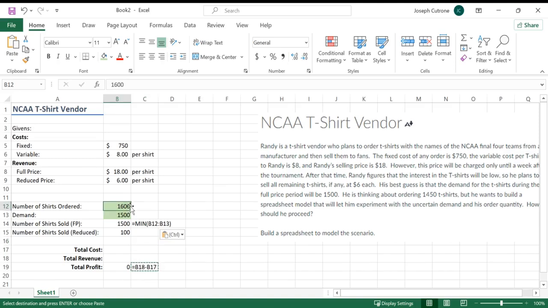So if I order 1,600 and I only sell 1,500, then the number of shirts that are sold is actually 1,500. The number of shirts that are left over is 100, and this all seems to be working. Problem is, you have to make a spreadsheet that is malleable, that is adaptable. If I go the other way and I have 1450, now look, my spreadsheet is working. In B14, the number of shirts that are sold are only what I have. I can't sell what I don't have, so I'm taking the minimum.